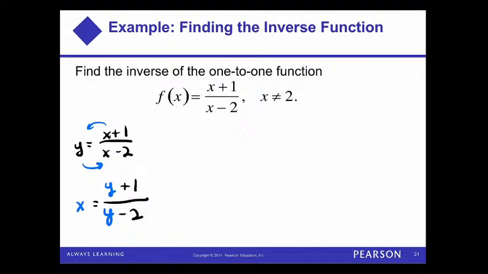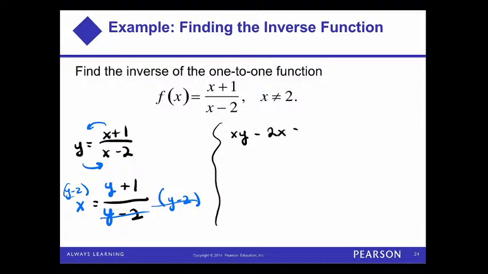Now we want to solve for y. To do this, I'm going to start by multiplying both sides by y minus 2, right? If I do this, these guys cancel. I'll continue over here. On the left, I'm going to go ahead and distribute. We have xy minus 2x equals y plus 1.